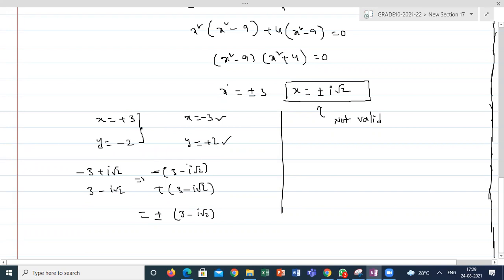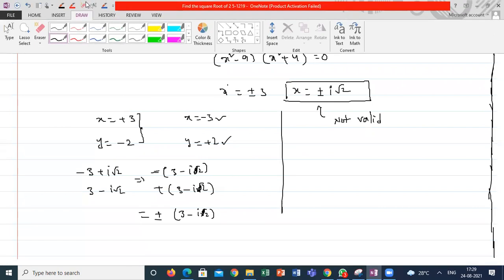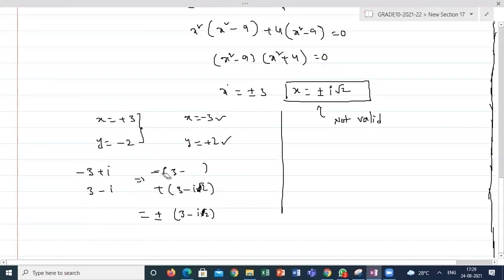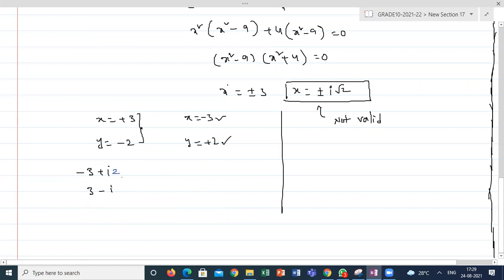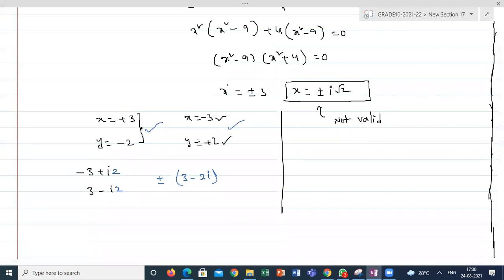Not root 2, it's 2i. Sorry guys, I'm confusing. −3 + 2i, 3 − 2i. This can be written as ±(3 − 2i). See, if I'm taking plus, I will get this combination. If I'm taking minus, I will get the second combination of x and y. Is it clear? Students, is it clear?